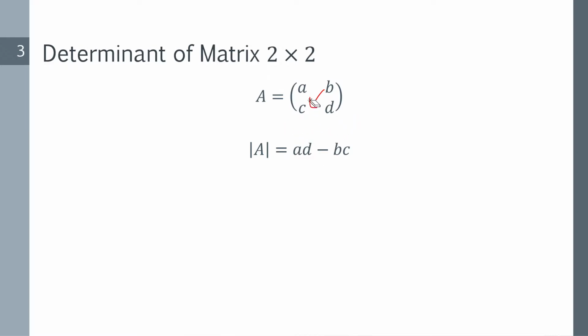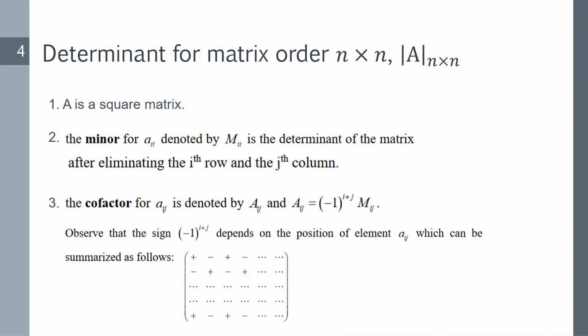Okay, so that means we are going from the top left to the bottom right, and then the second one is the minus, from the top right to the bottom left. Now we're going to look at the determinant for a matrix of order n times n.